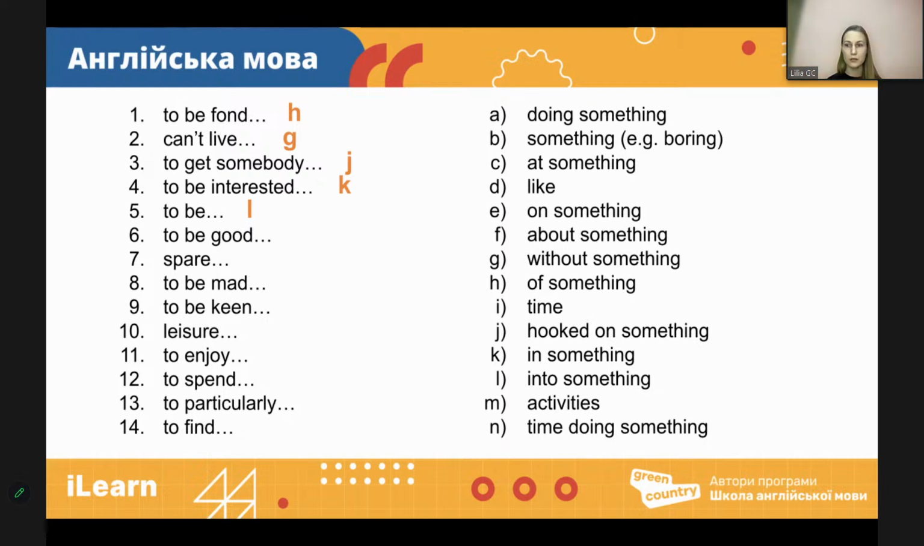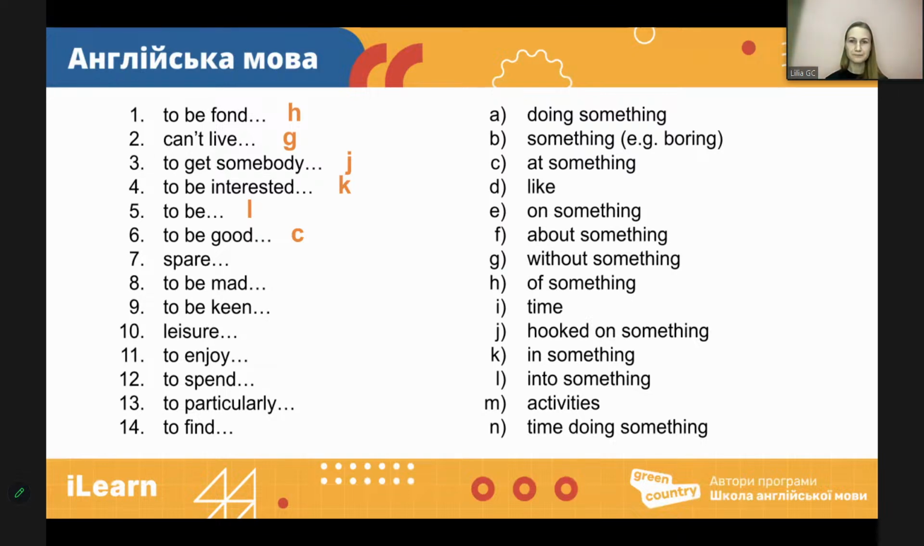Okay, number 6. To be good at something. What does it mean I'm boring? I don't get it. So, you can be good at something. It's like бути хорошим or сильним в чомусь. So, probably you're good at English if you're here. Or maybe you want to be even better at English and that's why you're visiting our webinars. Number 7.